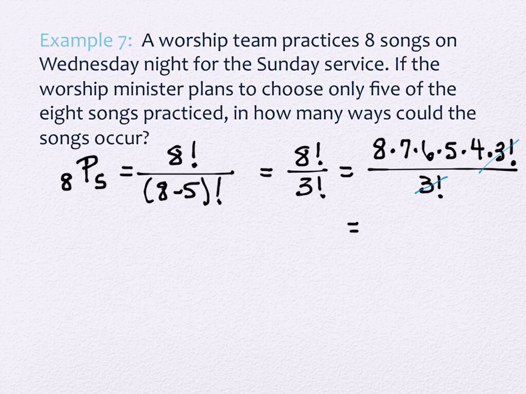All right, so what is 8 times 7 times 6 times 5 times 4? 6,720. Okay, so one way of doing this problem is as a permutation. There is another way of doing this problem. Did anybody think of something different? What'd you think of, Abby?